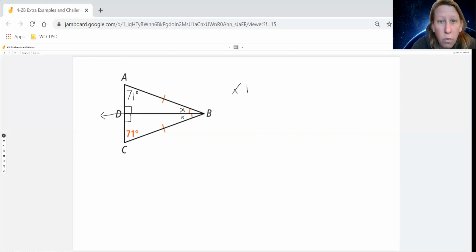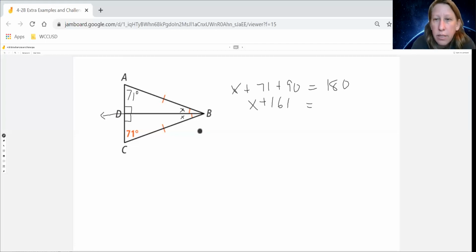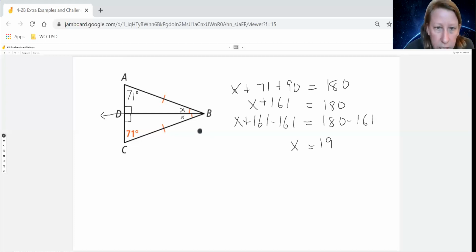So I'm going to just look at one little triangle, and I'm going to do x plus 71 plus 90, and that's going to be 180. 71 plus 90 is 161. Okay, and that is 180 when we add x to it. Take away 161 on both sides, and I'm going to get that x is the same as 19. Very small angle up there. So that's 19, and that's 19.